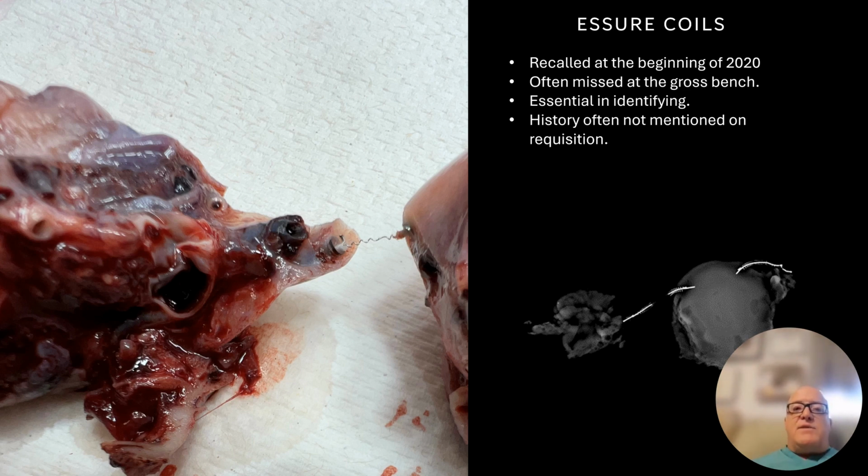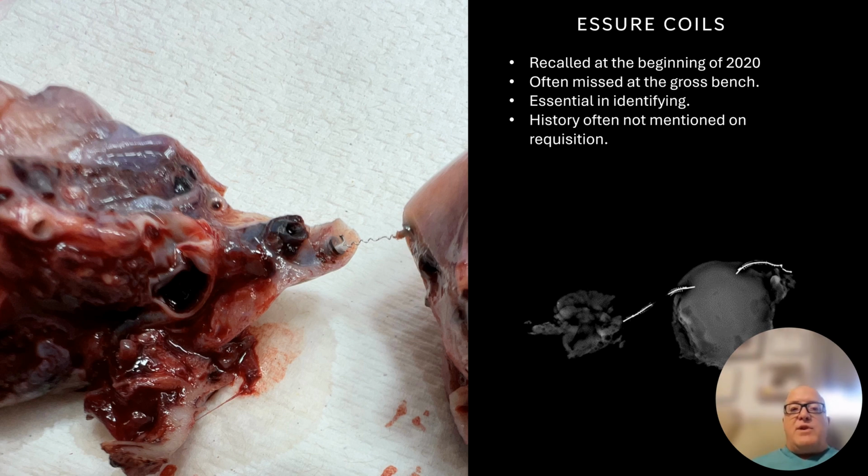And a lot of these were put out in years past, but they stopped using them in 2020 because of the complications and problems that women were having with pain, with perforations. And often we don't get this history with the requisition, so you've got to be really careful, make sure you cut through the cornu on these uteri, and make sure you don't miss these Essure coils. I mean, it can be kind of a liability, legality thing.